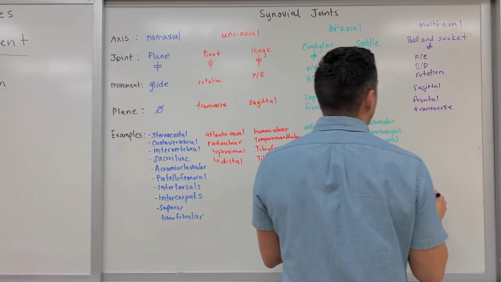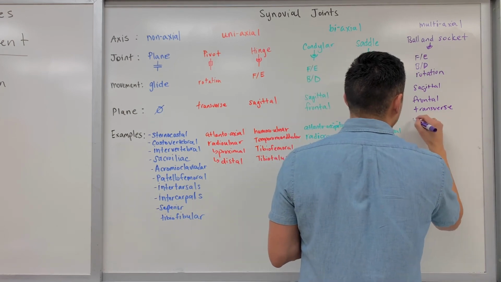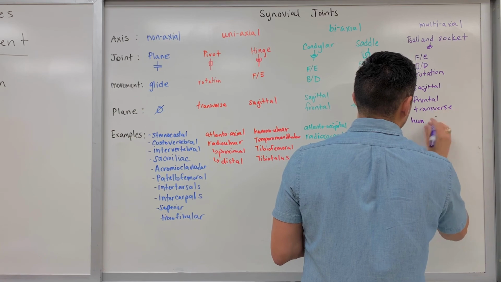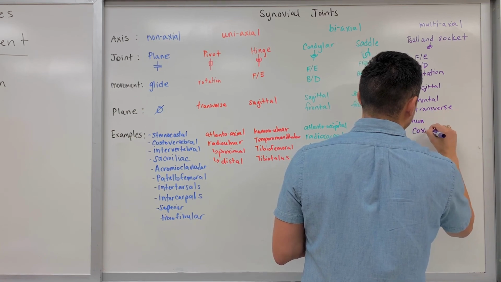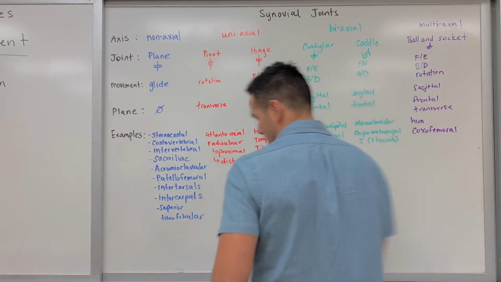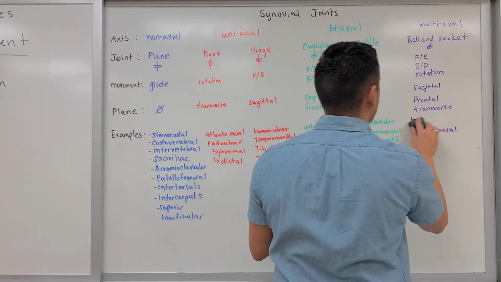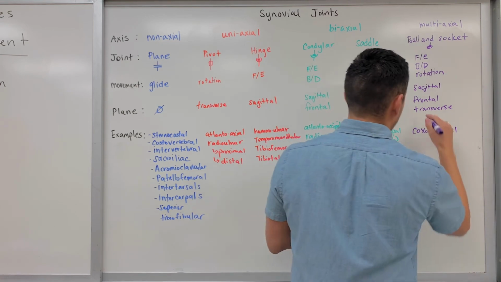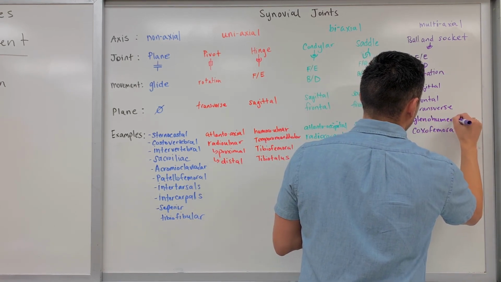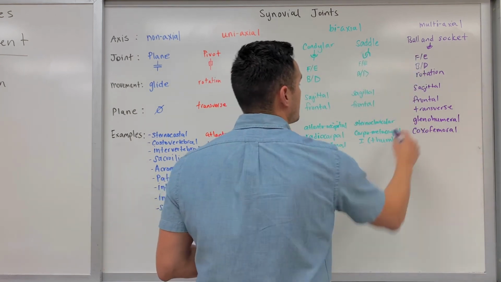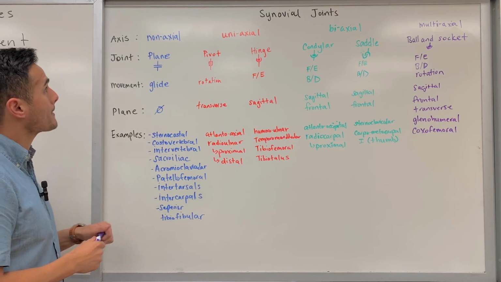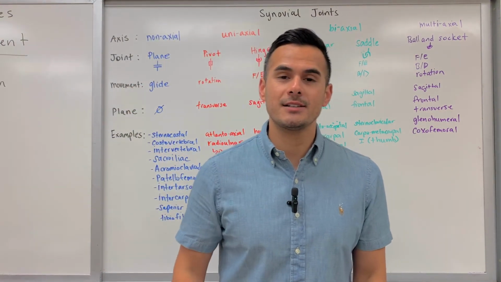So this is probably the easiest joint to remember. You have the coxofemoral joint, so this is the hip, and then the glenohumeral joint. So the glenohumeral joint includes the humerus within the glenoid cavity. Okay, so that's going to do it for this lecture.